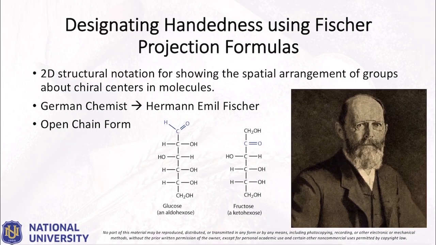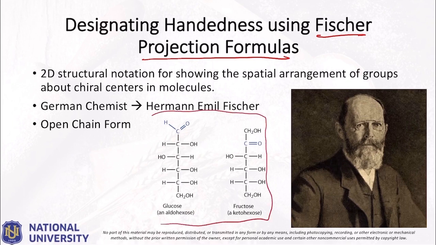Next, no, designating handedness using Fischer projection formula. So, Fischer projection, ito yon yung nakikita nyo kanina. It is the 2D structural notation for showing arrangement of groups about chiral centers in molecules. And it is invented by Hermann Emil Fischer. He is a German chemist. So, itong Fischer projection, we also call it open chain form. No, ganyan siya, open chain.